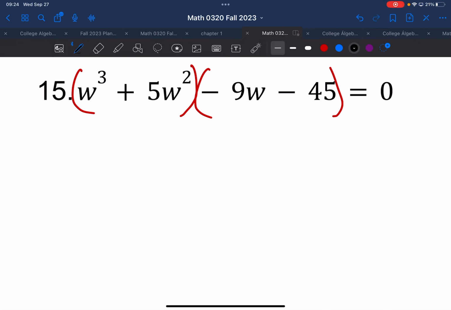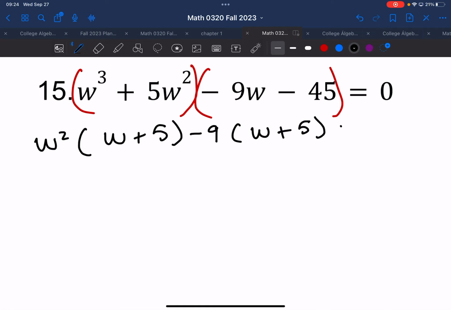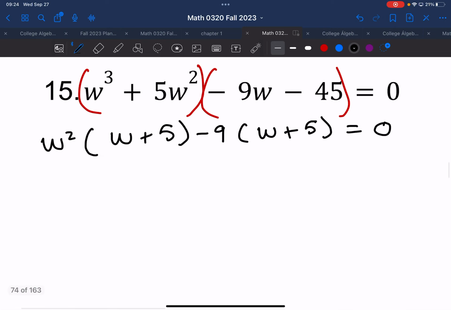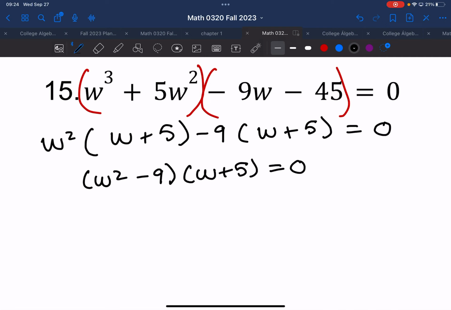Factor by grouping, I'm going to take the GCF from the first parenthesis, and that GCF is going to be w squared. So I'm left with w plus 5. And from the next parenthesis, I'm going to take out a negative 9, and I'm left with w plus 5, okay, equals 0. I'm then left with the factors w squared minus 9 and w plus 5 equals 0.